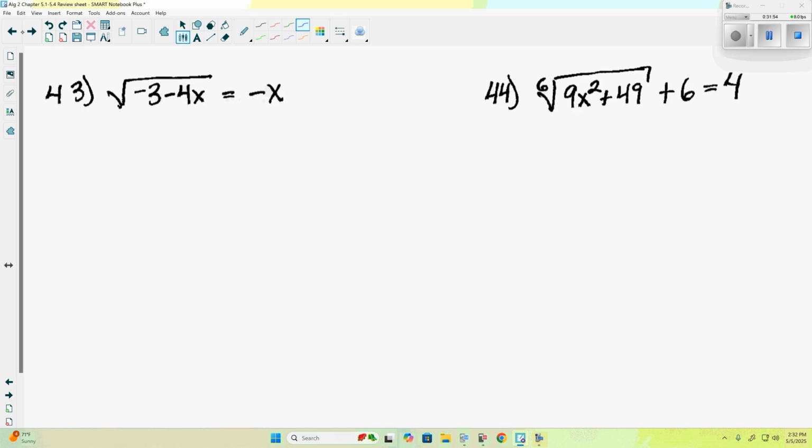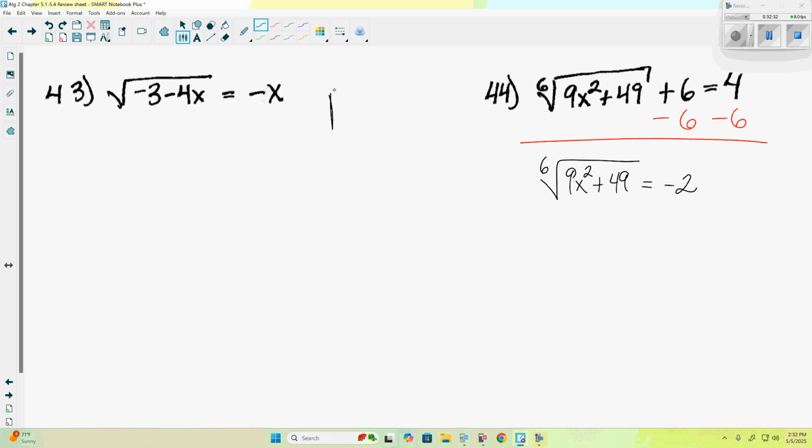Questions on 43 or 44. There is one radical, we need to get it by itself. So we can subtract 6 from both sides, telling us the 6th root of 9x squared plus 49 is equal to negative 2. Is the radical by itself? Can we have an even root equal to a negative number? No. So this is no solution.